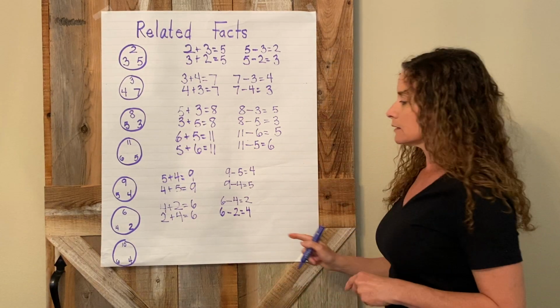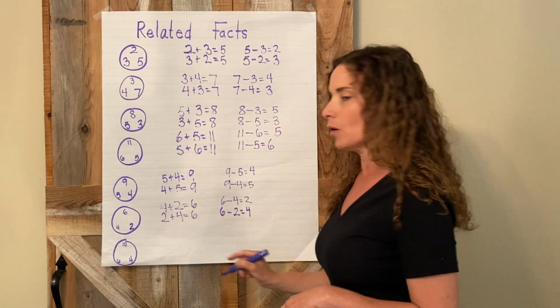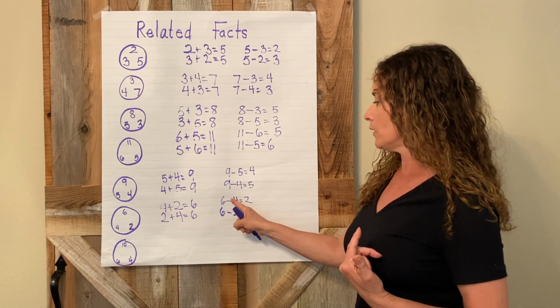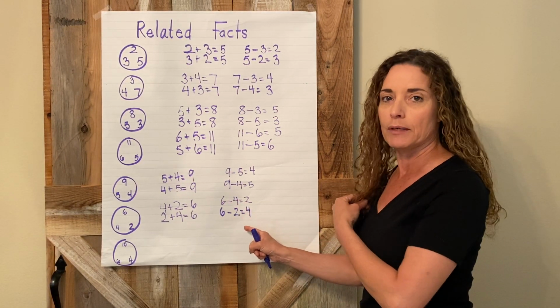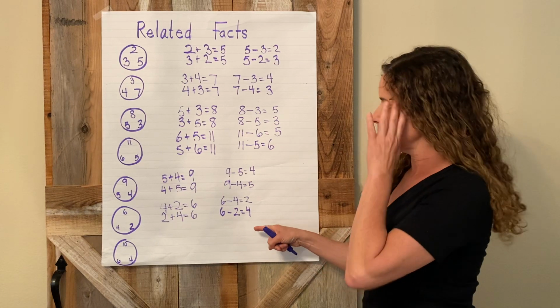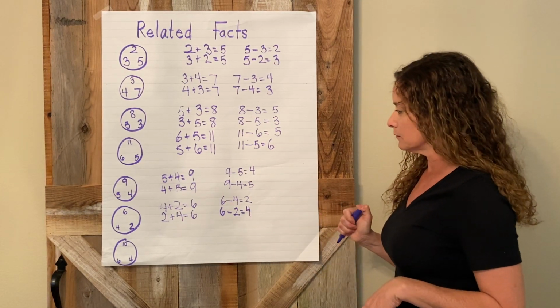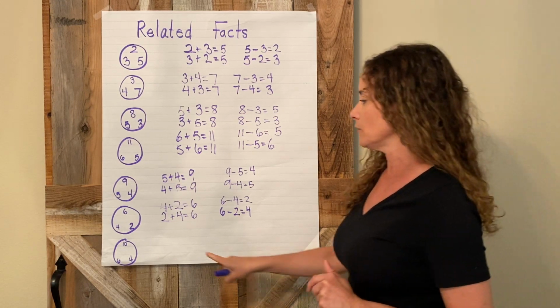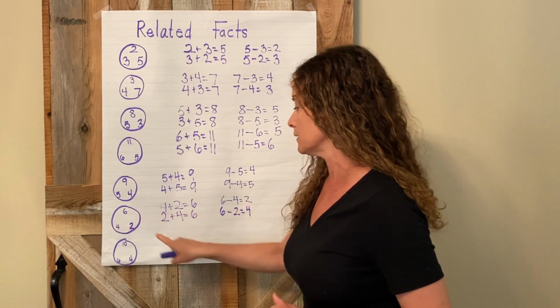Okay, same three numbers, 6, 4, 2. Always double check, because sometimes we forget and we put the smaller number in front and the number sentence doesn't make sense. Or sometimes we have a number that's not in the circle. So we need to double check every time that you have the same three numbers, 6, 4, and 2.